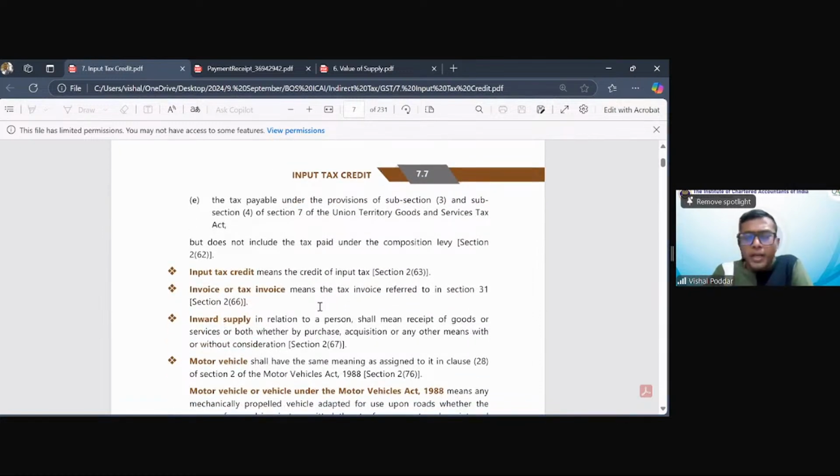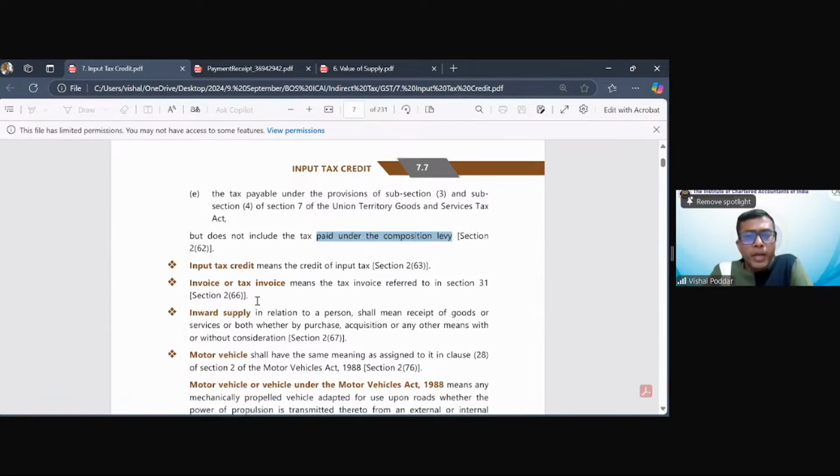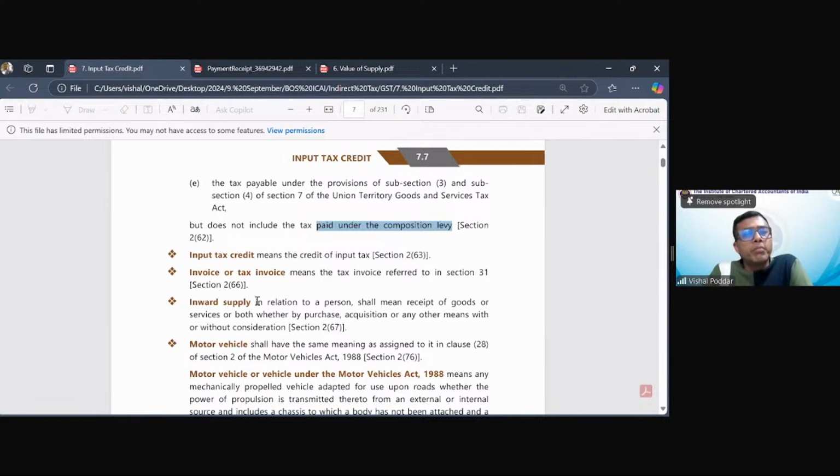Now there is one tax which is a GST but is not eligible because it is not input tax: the tax which a composition dealer is paying. So if I'm buying something from a composition dealer, the composition dealer is paying that 1%, 5%, 6% tax. However, that tax is not, I repeat, that tax is not input tax and I don't get credit of that tax.